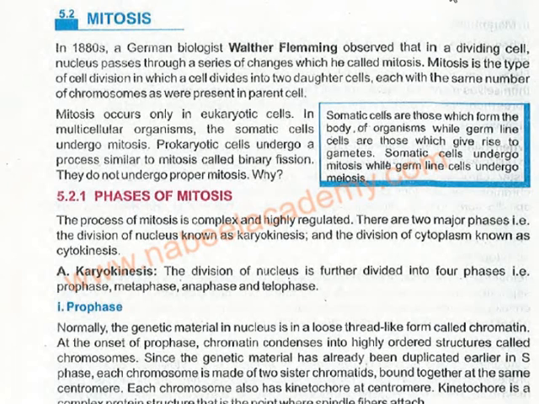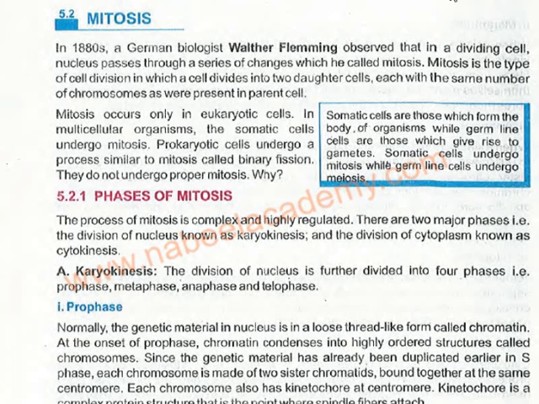It divides the cell into two daughter cells, each with the same number of chromosomes as were present in the parent cell. So the main phenomenon is that the cells divide. One cell gives rise to two cells. One parent cell gives rise to two daughter cells with the same number of chromosomes. The genetic material is the chromosome. So the nuclear material is the same, but there are two cells now.